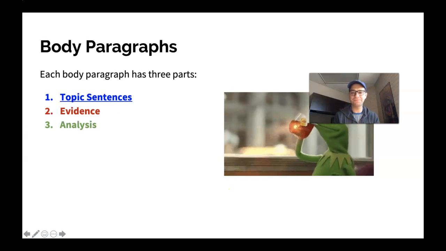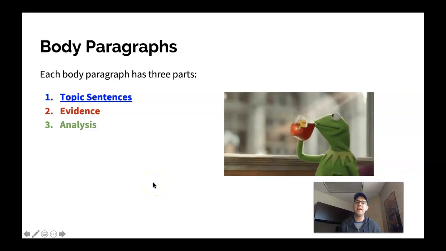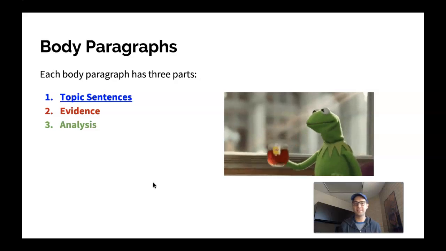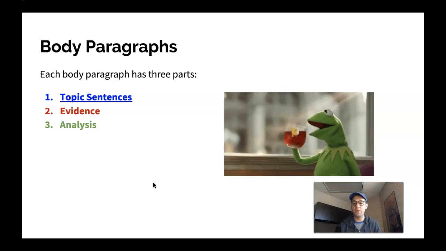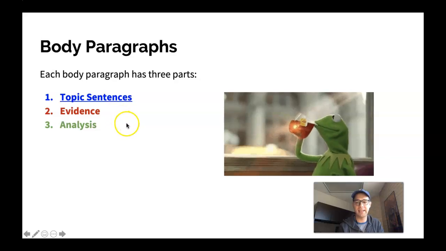Here's what I mean by tea. The three primary components of a body paragraph are topic sentences, evidence, and analysis. Now, the important thing to remember about this is that it doesn't necessarily have to go in that order. You can have evidence, analysis, topic sentence, any other version of these that you see fit. Really, for emerging writers, the best way to do it is this format: topic sentence, evidence, and analysis.